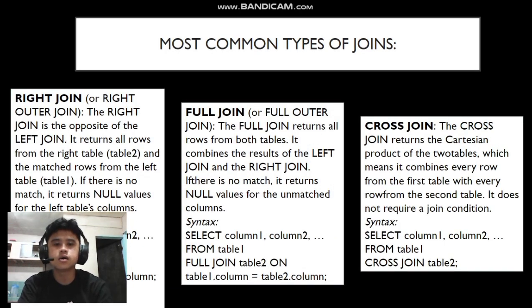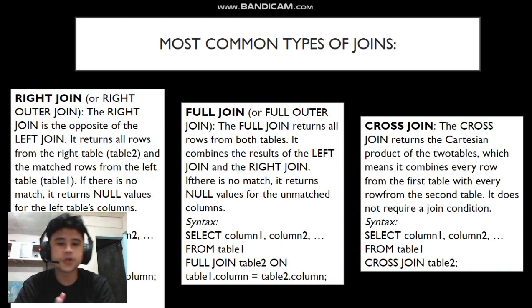And the next are the other common types of join: right join, full join, and cross join. Right join is the opposite of the left join. It returns all rows from the right table and the matching rows from the left table. If there is no match, it returns null values for the left table's columns. So here's the syntax: select column 1, column 2 from table 1 right join table 2 on table 1 dot column equals table 2 dot column. So it's like the opposite of the left.